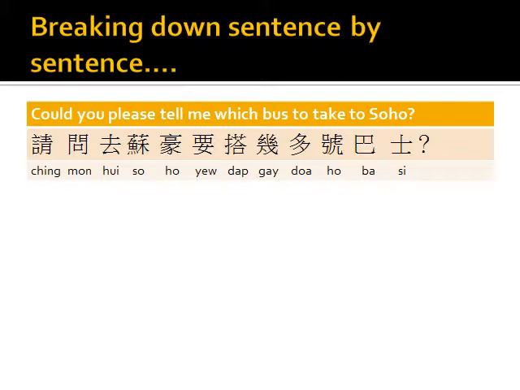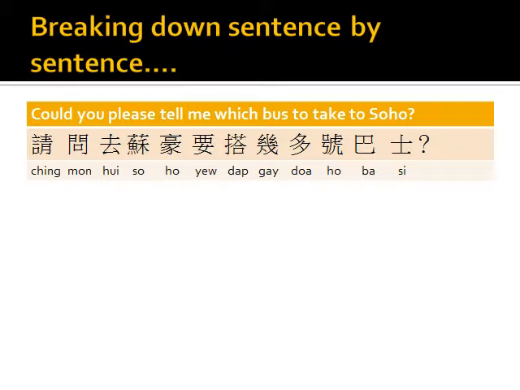So now, let's break this conversation down sentence by sentence and see what is going on right here. So the first sentence in Cantonese says 請問去蘇豪要搭幾多號巴士? So 請問 more or less means, could you please tell me? So 請問 in English is, could you please tell me?